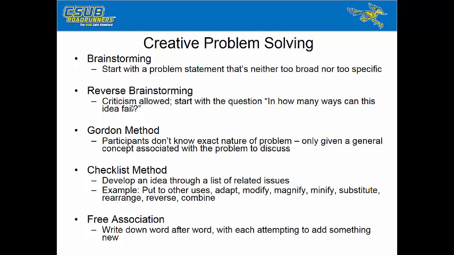The Gordon method. Participants don't know the exact nature of the problem. They're just given a general concept associated with the problem, and then they discuss. So this is a more general way of generating ideas.